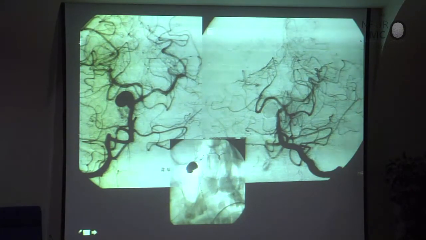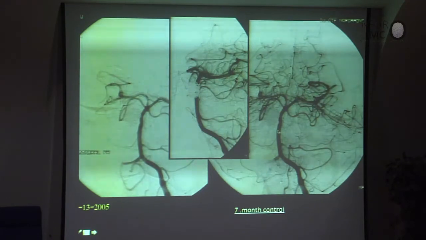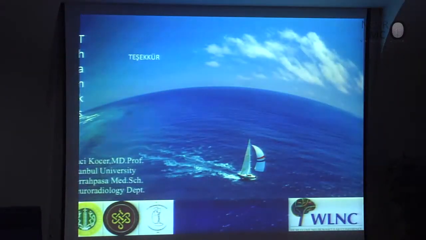And for the mid-basilar group, I don't want to go into details, because Jiwan will describe our mentality in Cerrahpaşa on posterior fossa flow diverter treatment. And thank you for your attention.